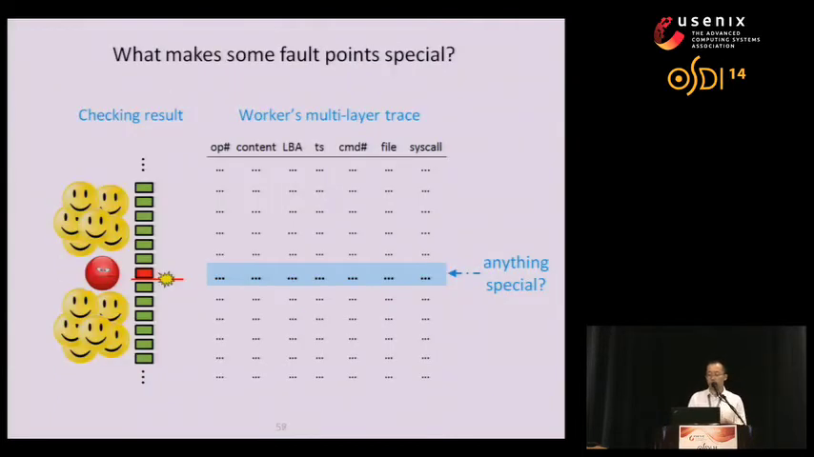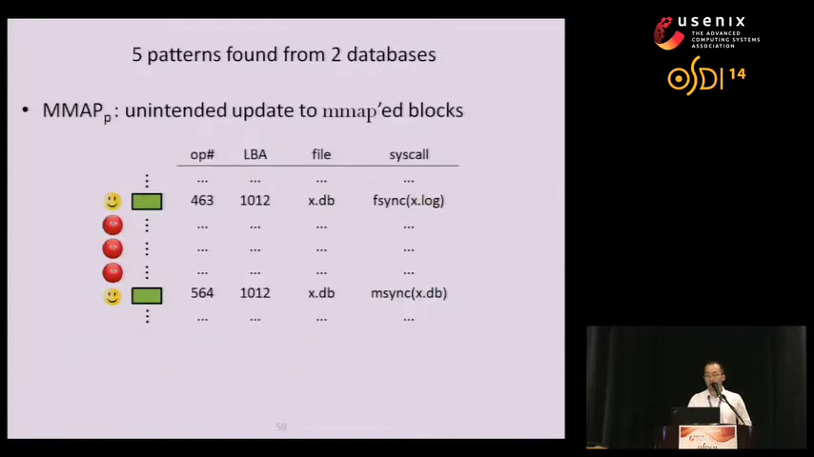With the detailed context information, we analyze the traces collected in our early experiments and try to figure out why some fault points are so special, and if there's any pattern in the context that can be used to predict those special points. And we do discover 5 patterns based on the early traces from 2 databases. For example, the mmap pattern describes the unintended update to the memory mapped blocks.